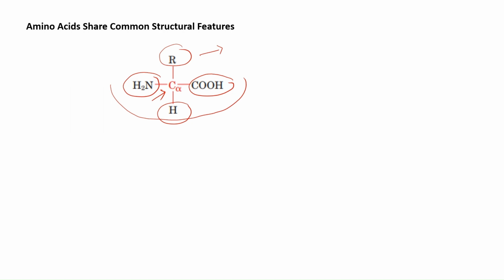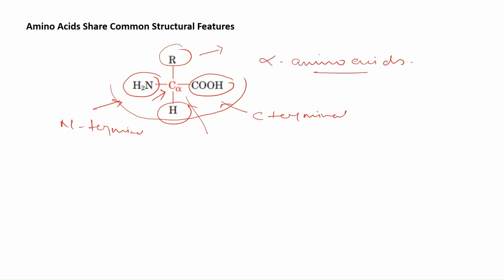So for an amino acid, there is one carboxyl end which is called the C terminal and one amino end which is called the N terminal. Because the carbon to which these groups are attached is the alpha carbon, these amino acids are known as alpha amino acids, because the amino group is attached to the alpha carbon. This carbon is a chiral carbon. Why chiral carbon? Because the carbon is attached to four different atoms or groups of atoms. Therefore, this carbon is a chiral carbon.